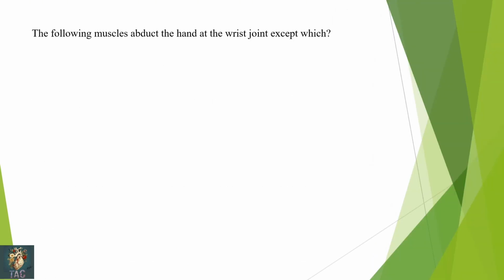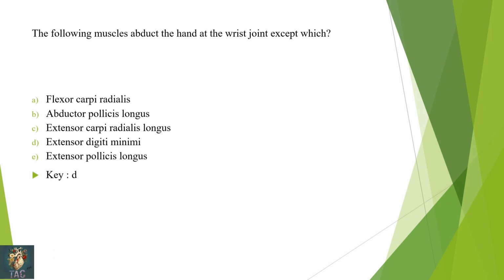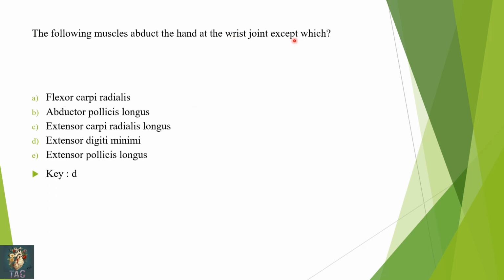Next question is, the following muscles abduct the hand at the wrist joint except. So very simple question. We are looking at the abductors: the flexor carpi radialis, abductor pollicis longus, extensor carpi radialis longus, extensor digiti minimi and extensor pollicis longus. So we all know extensor digiti minimi helps in adduction and not in the abduction.